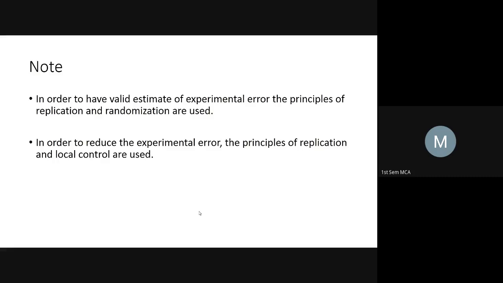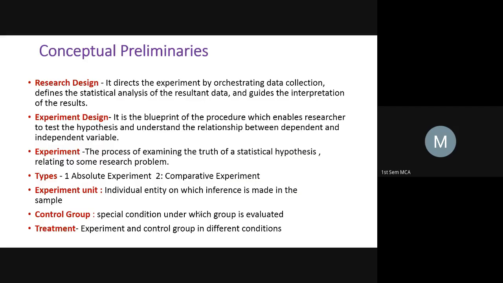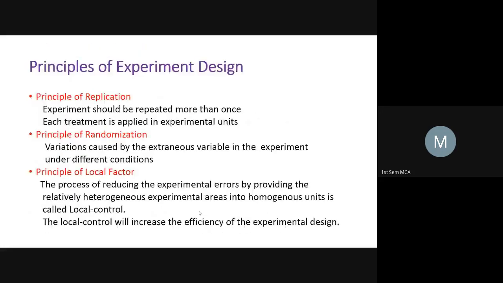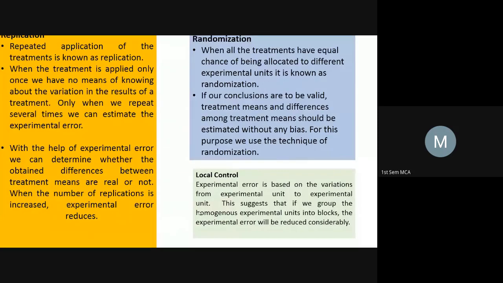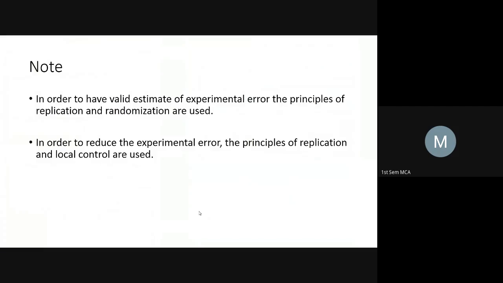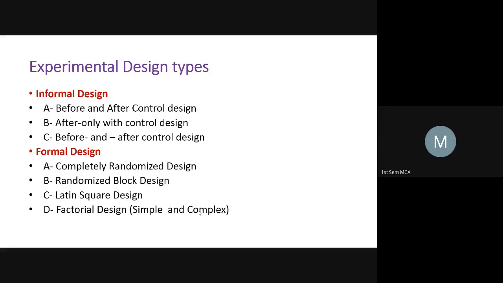Okay. So what did we study? We have studied the basic preliminaries to understand the concept of experiment design. Second, we have understood the various principles used in experiment design. Okay, and these are small descriptions about replication, randomization, and local control. Okay. Third, we'll go to experiment design types.